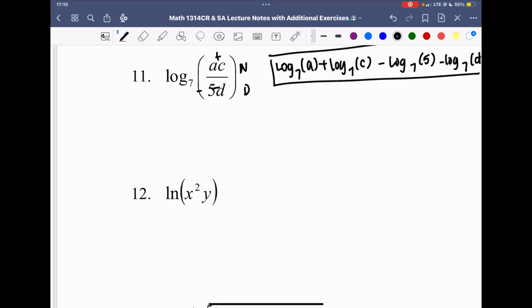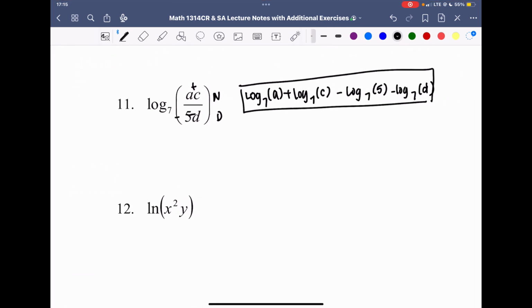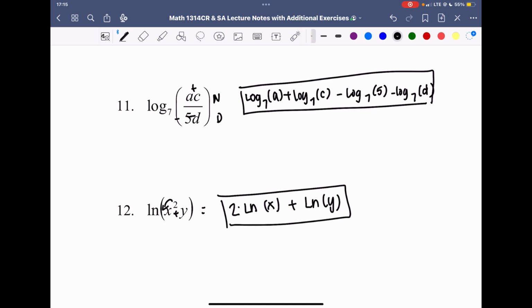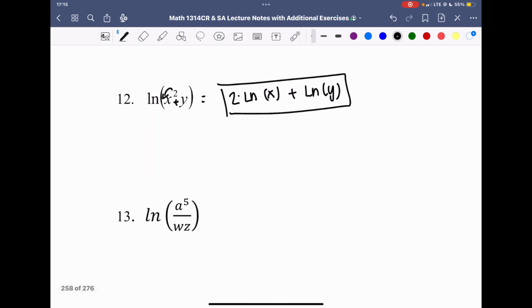So for this next one, number 12, this is going to be out in front of the ln, and that's going to be plus. Remember, this is the same rules for ln and log. 2 ln of x plus ln of y. This is going to go in front, negative, negative. ln, 5 ln of a minus ln of w minus the ln of z.